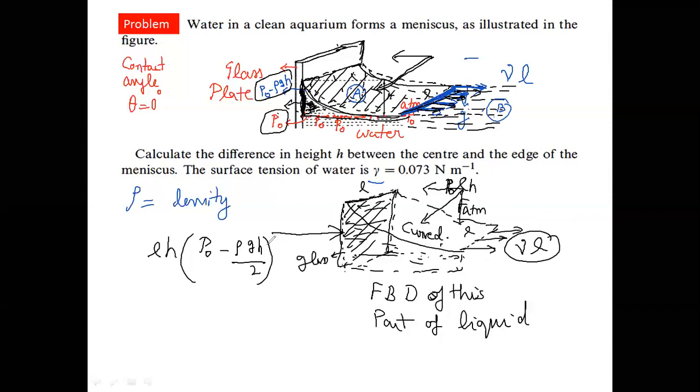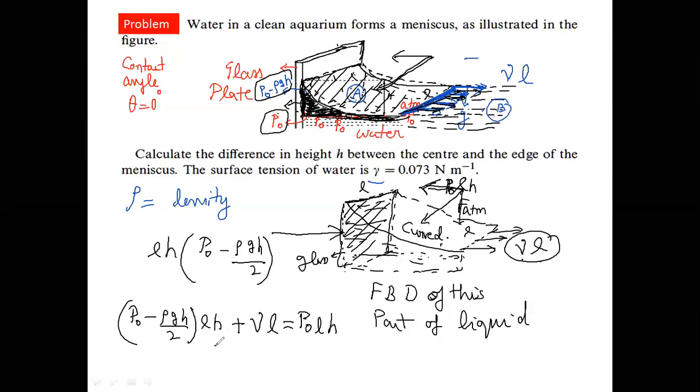So overall, there are three horizontal forces in this shaded part. If you consider the free body diagram of the shaded part, you will have three forces here. And for equilibrium, the force on the right side, which is P naught minus rho g h by 2 into LH, plus the force of surface tension, which is gamma into L, both on the right hand side, should be equal to the left side force, which is P naught multiplied by LH.